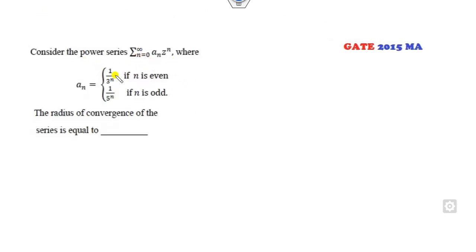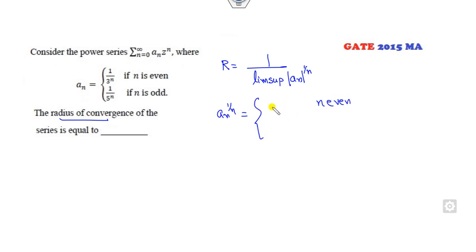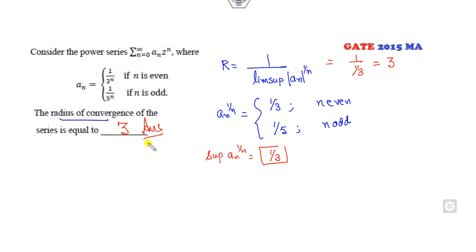Okay, consider the power series here, and find its radius of convergence. Again I will apply this definition: the limit supremum of |an|^(1/n). I can find this value. If n is even, it is 1 by 3. If n is odd, it is 1 by 5. So what is the supremum? It's 0.2 or 0.33, so it is 1 by 3. I can substitute this, it is 1 over 3. So the right answer is, the radius of convergence is 3.